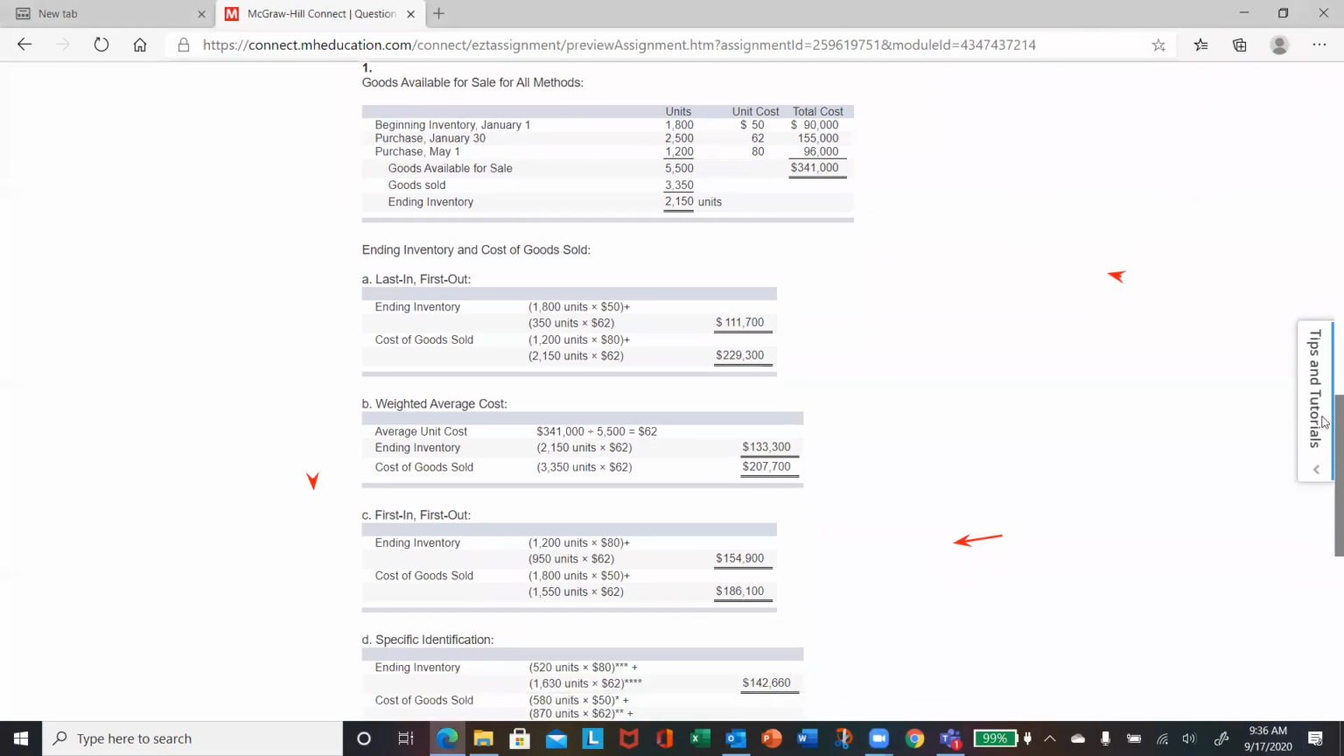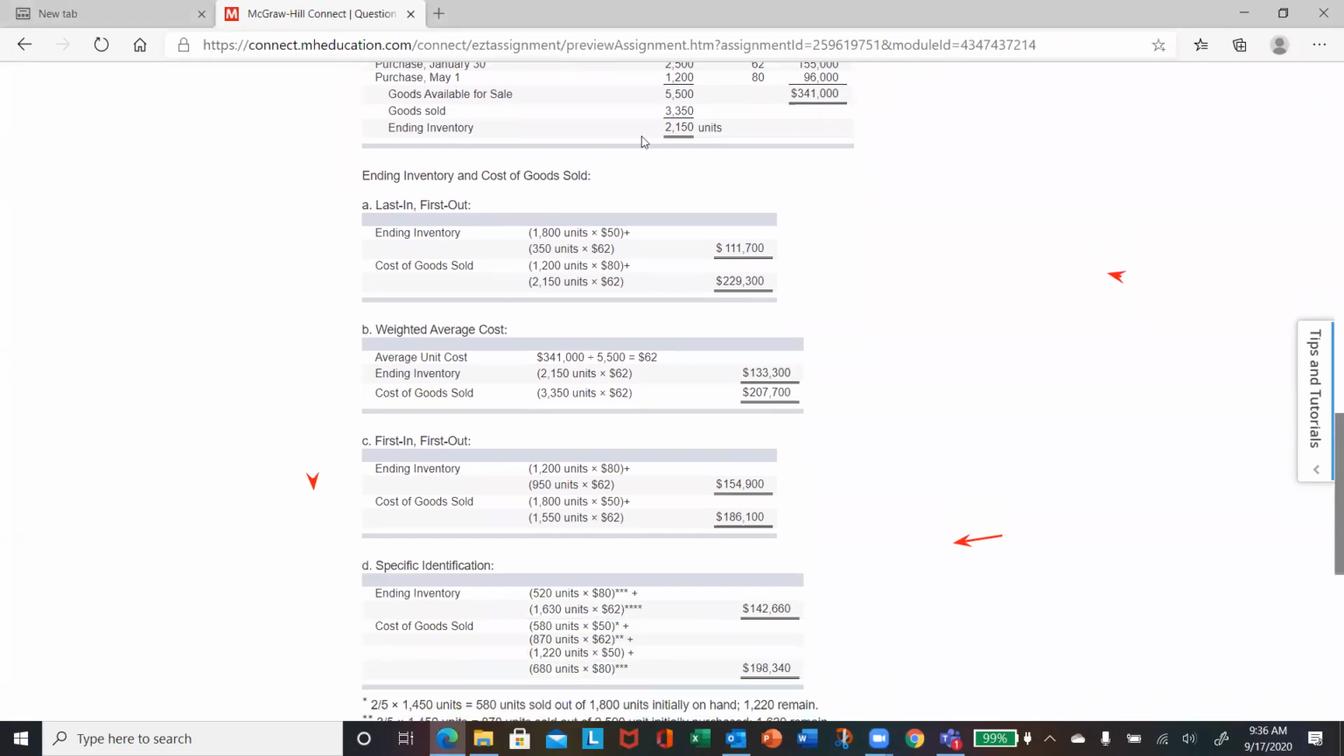Let me move this down. FIFO, same thing, first in, first out. So what's left in inventory from FIFO, you would have the 1200 and the 950 that's left. That'd be your ending inventory. And then of course, when you go to do your cost of goods sold, you start with beginning inventory at 50, and then you have enough in the next cost pool to cost it out to get your cost of goods sold. Specific identification.